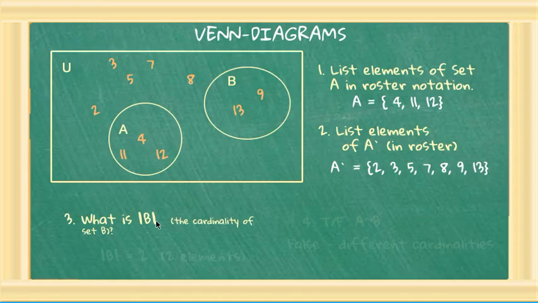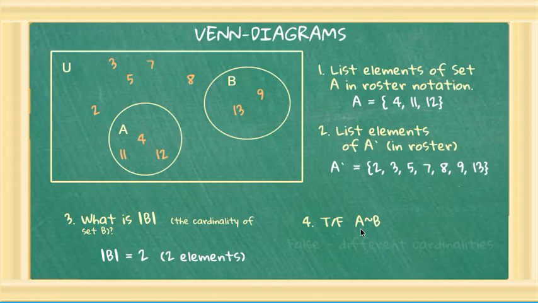Now, what is the cardinality of B? The B with the 2 lines around it, remember, is the cardinality of B, and that again means the number of elements in the set B. So we can visually see that it contains a 9 and a 13, so it has a cardinality of 2 elements.